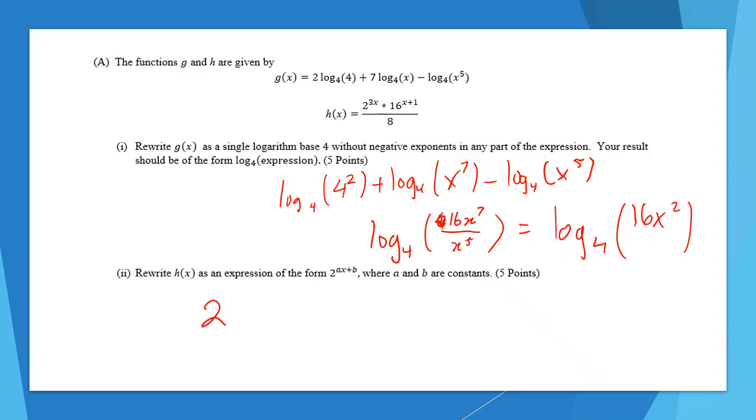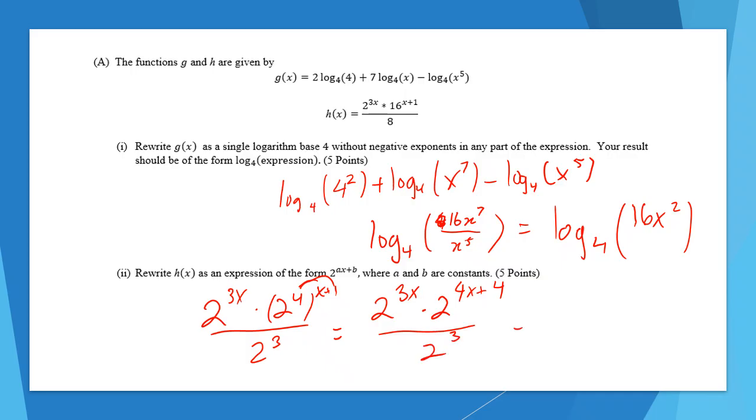Part B, 2 to the power of 3x times 2 to the 4th, and this is to the power of x plus 1, all over 2 cubed. Now remember, the mistake I saw a lot of people make is they don't distribute out that 4. So this should be 2 to the power of 4x, not plus 1, but plus 4, over 2 cubed, and then 2 to the power of 7x plus 4 over 2 cubed, and then this is 2 to the power of 7x plus 4 minus 3, which is just plus 1, and that should be our answer for part B.